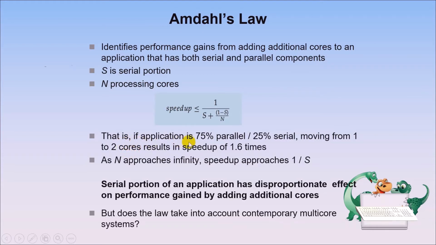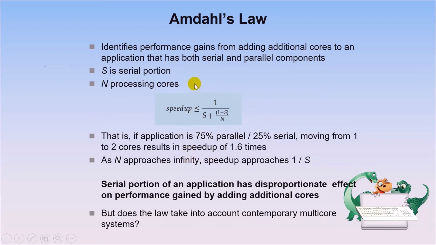For example, if an application is 75% parallel and 25% serial, moving from 1 to 2 cores results in a speedup of 1.6 times. Actually, it's not doubled. So if we are using a single core on one end and a dual core on the other, we cannot conclude that the performance has doubled.